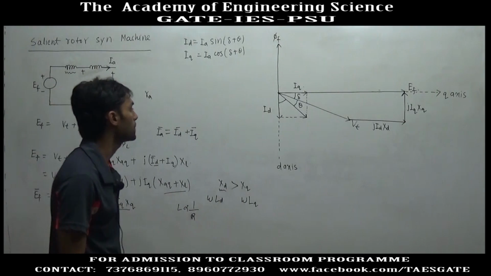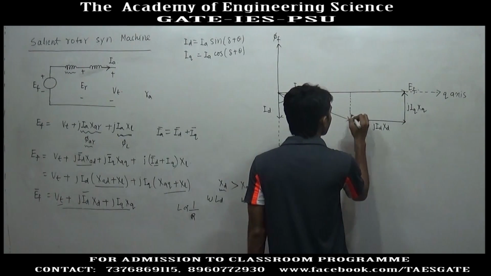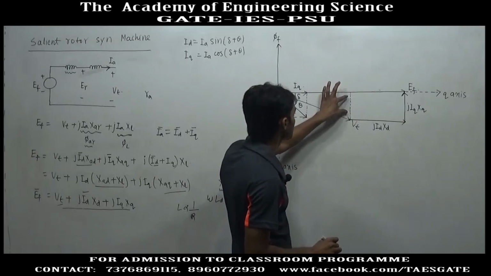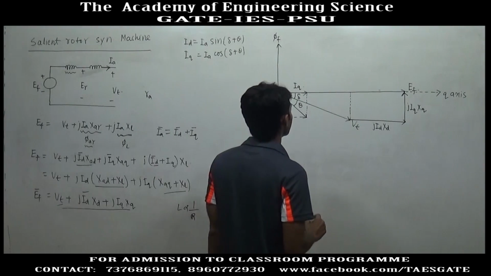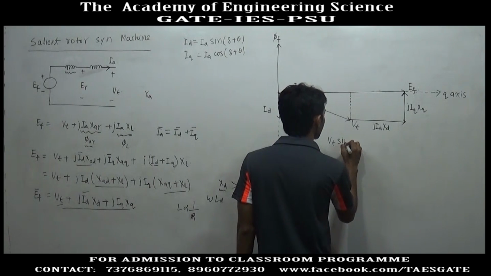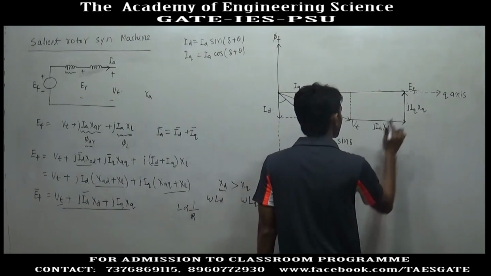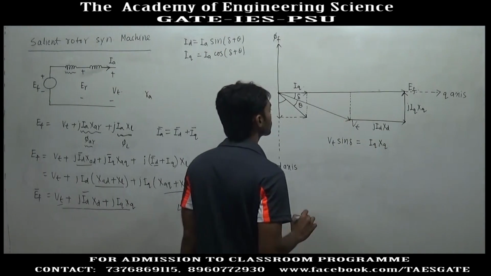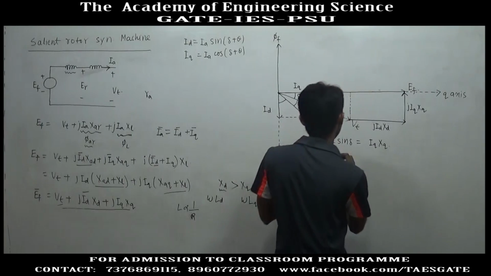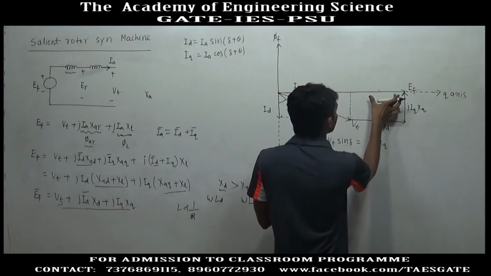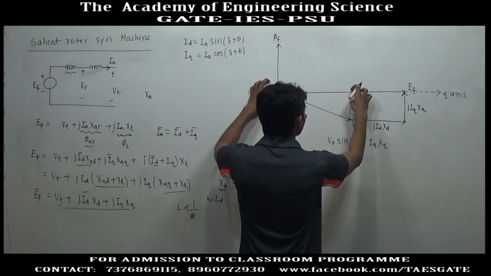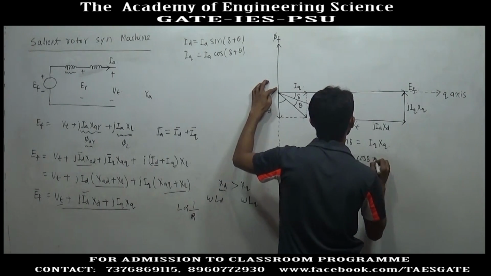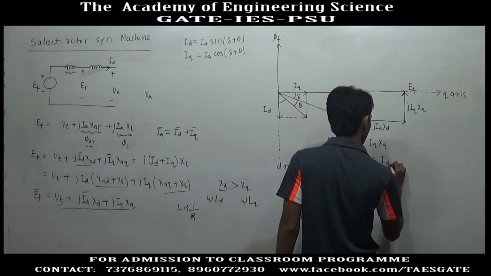So this is the complete phasor diagram. If you draw a perpendicular from VT, in this phasor diagram RA is neglected. This length is VT sin delta. So VT sin delta is equal to this much length. This is equal to IQ into XQ, and this length is EF minus this length, which is VT cos delta. VT cos delta is equal to ID into XD.